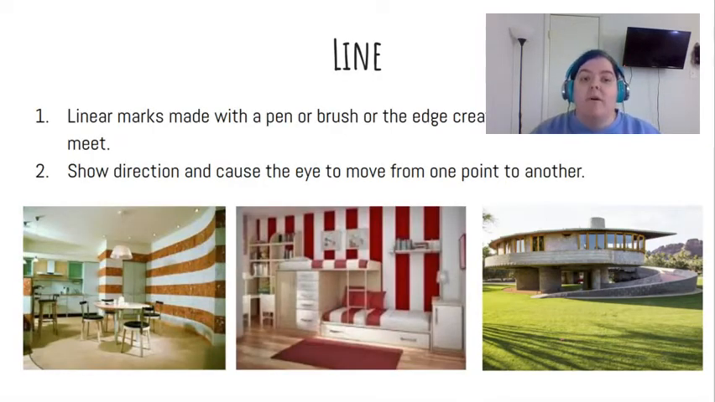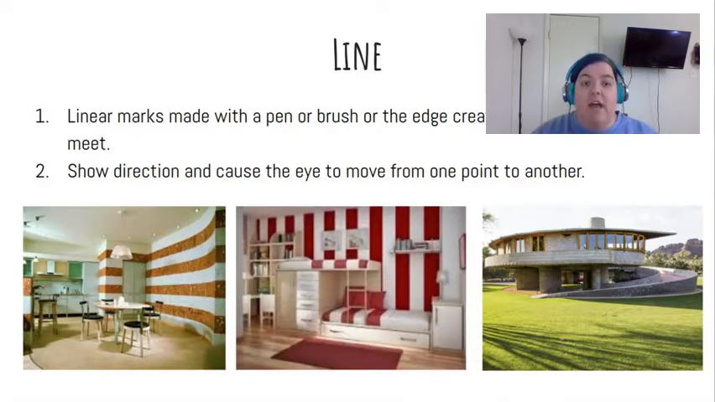Well, line is a linear mark made when a pen or a brush or the edge created when two shapes meet. So basically, we've got tons of different types of line, but we're going to look at four basic ones that should make up most, if not all, lines. It shows direction and it causes the eye to move from one point to another.